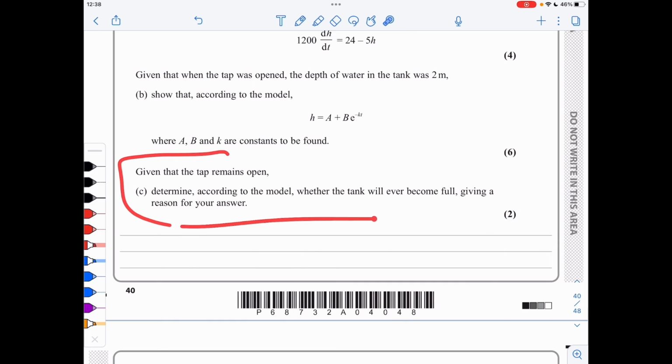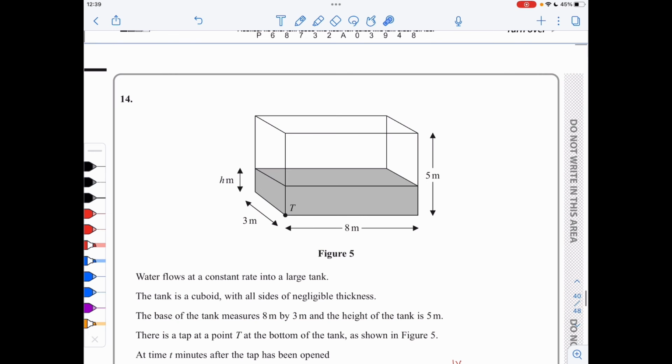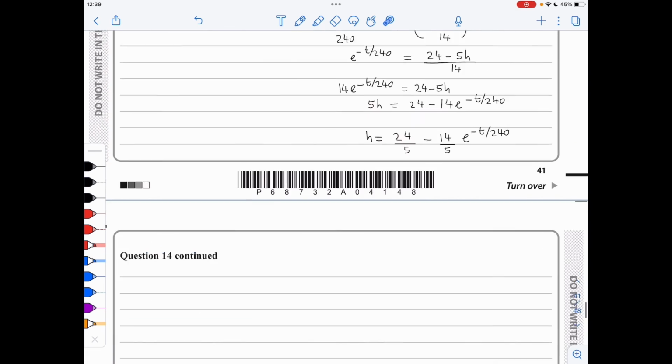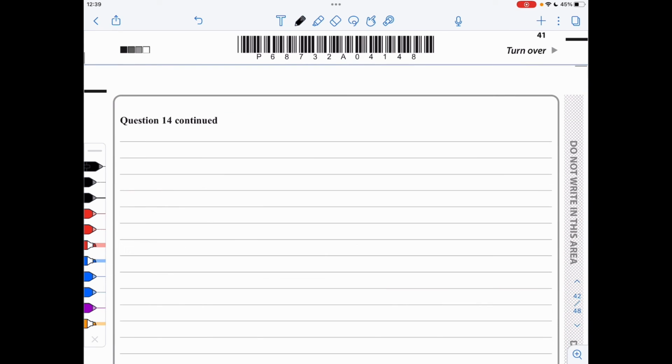Part C, given that the tap remains open, determine according to the model whether the tank will ever become full. So we know that the height of the tank is 5 meters, so the question is whether the height can ever reach 5. So we can consider long-term behavior.